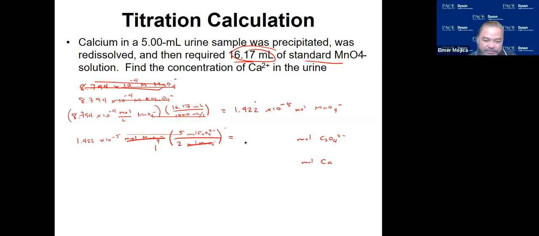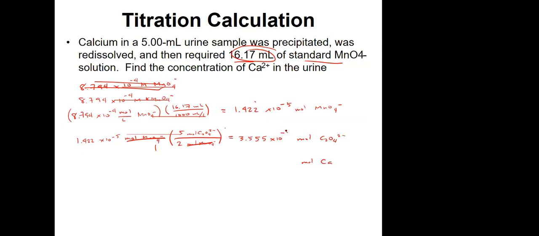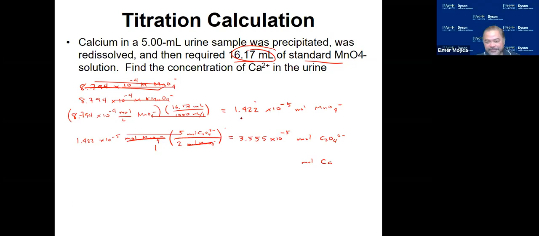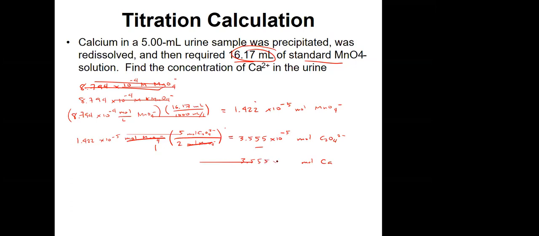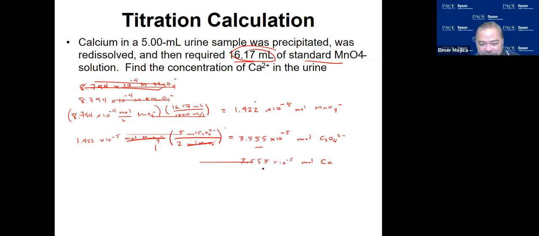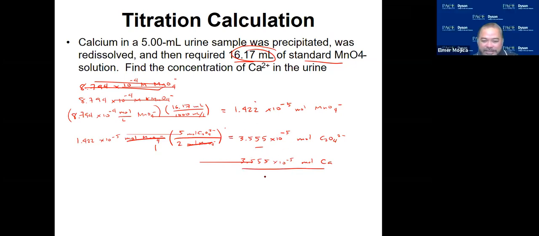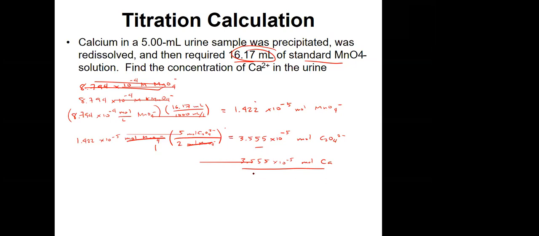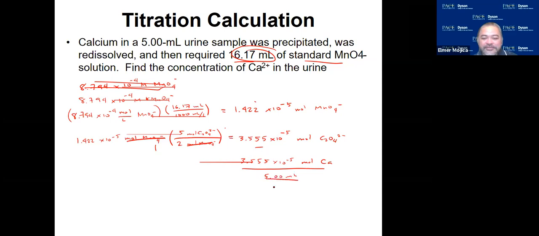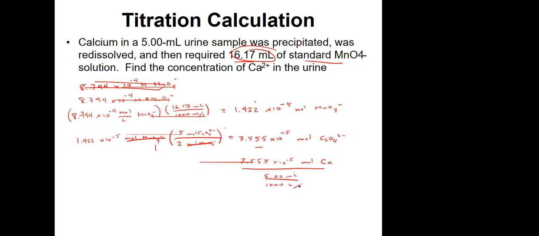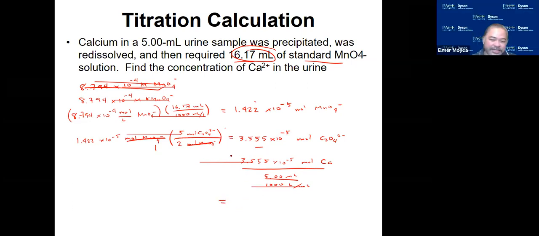3.55 times 10 to the negative 5. Okay. Is this the final answer? No. Okay. So what's the final answer? What else do you need to do? Divide by the volume. Volume, which is equals to what? It should be the 5 milliliters. Okay, so the 5 milliliters. So what you do is you're going to convert it to liters. Yeah. And then you get the answer there.